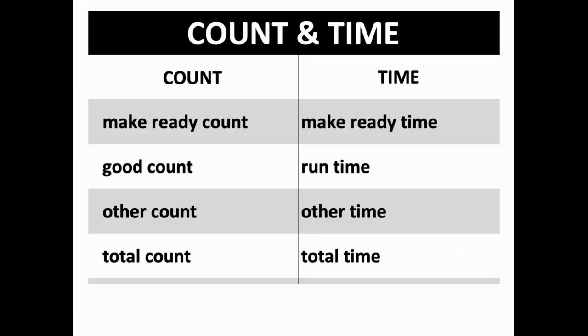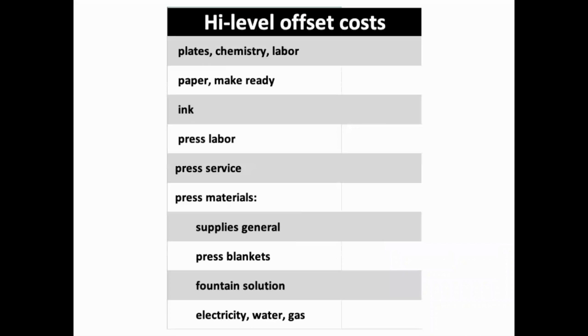Count and time, this is powerful. It's probably sitting right there in your data. Count and time are key measures for everything that has a cost. And when I say high-level offset costs, here's where I'm headed.